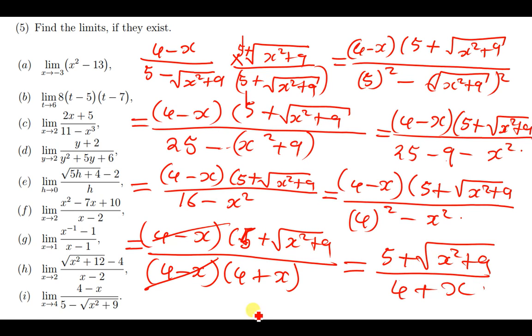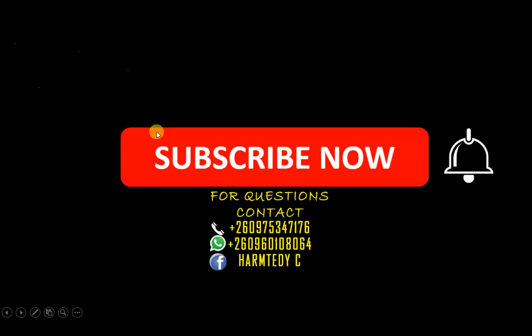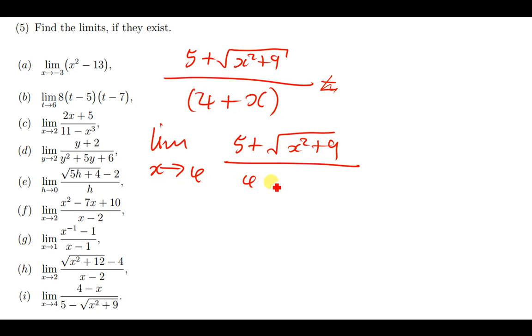So now this is what we have found. We can now replace x with 4. Let us write this in the limit format. This whole expression here can be replaced by that. So we can write it as the limit when x is approaching 4 of 5 plus the root of x squared plus 9, everything divided by 4 plus x. This one will just be found by replacing x with 4.